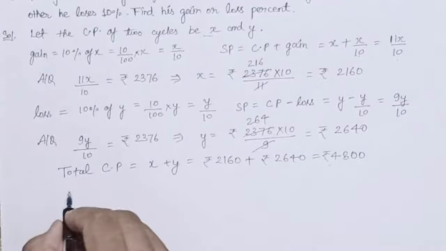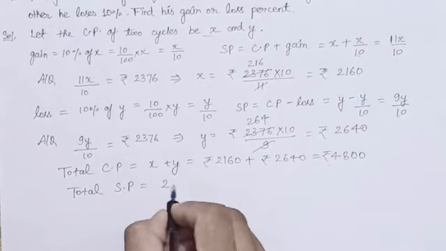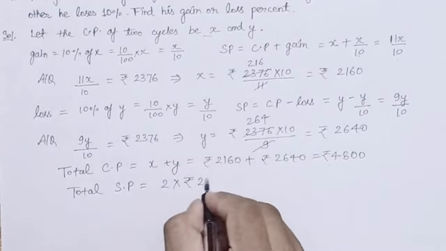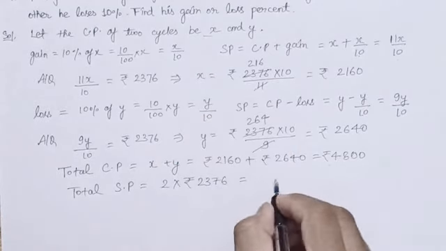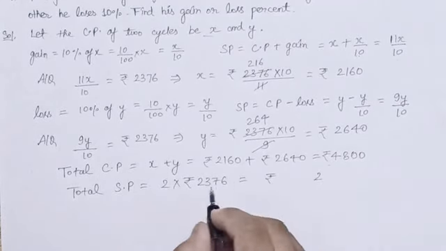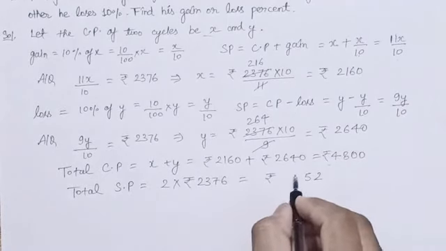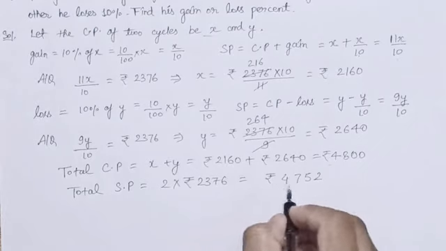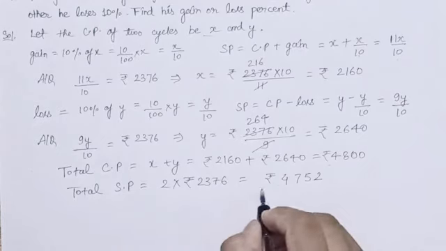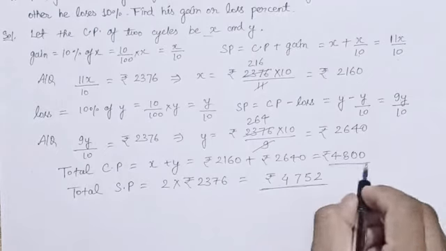Now what is the total selling price? Total selling price is equal to 2 into the selling price of each cycle, that is 2376. So what we have? 2 6 times 12, carry 1, 2 7 times 14 plus 1 15, carry 1, 2 3 times 6 plus 1 7, and 2 2 times 4, 4752. So here you can see that the selling price is 4752 and the cost price is 4800.